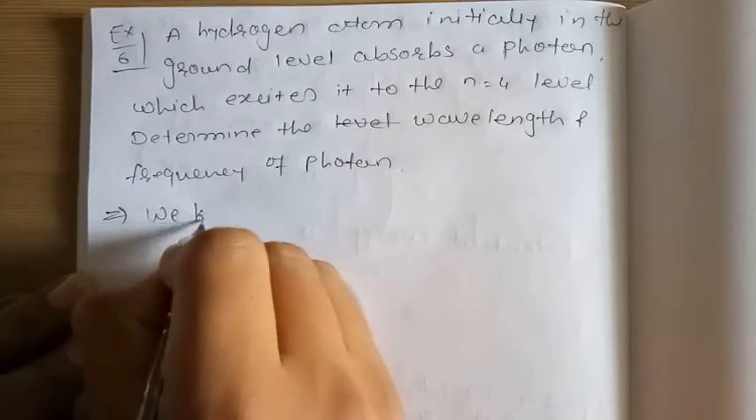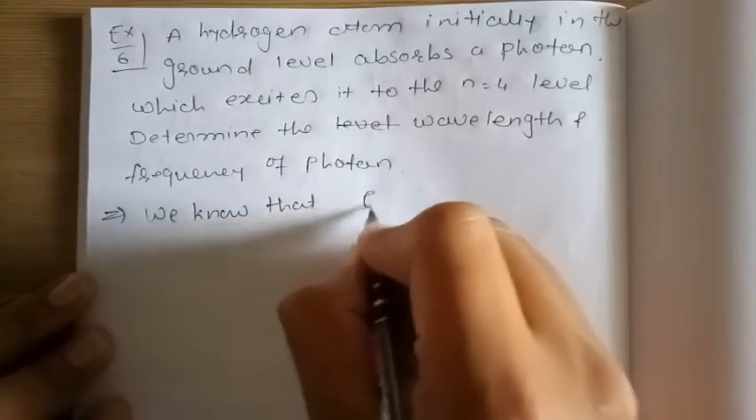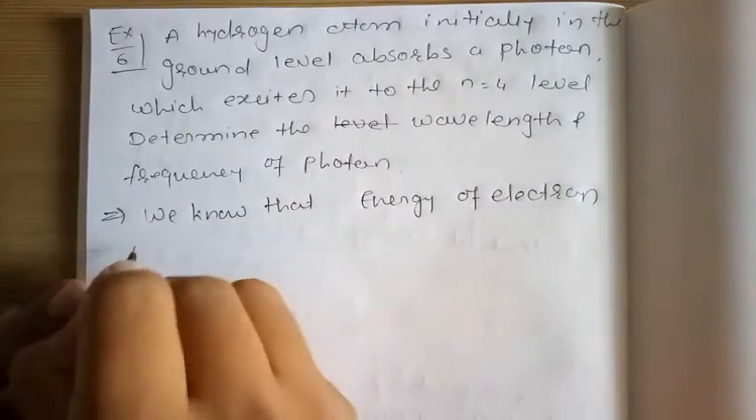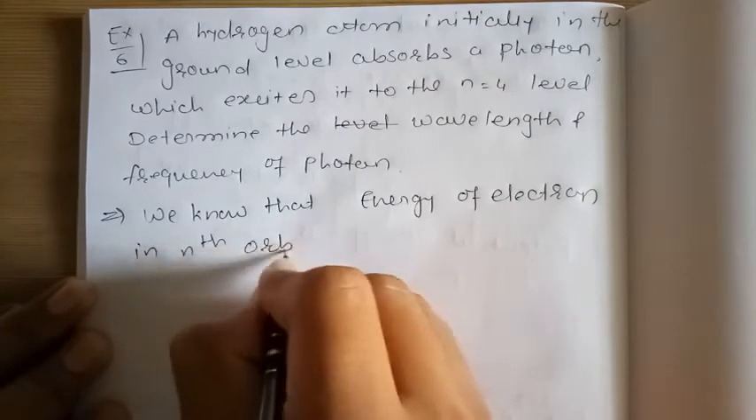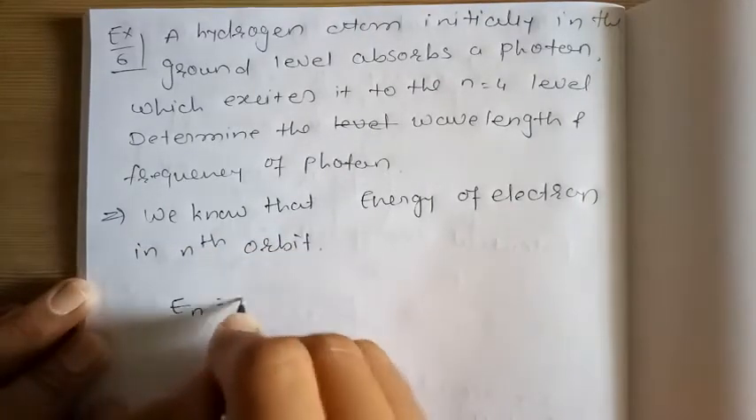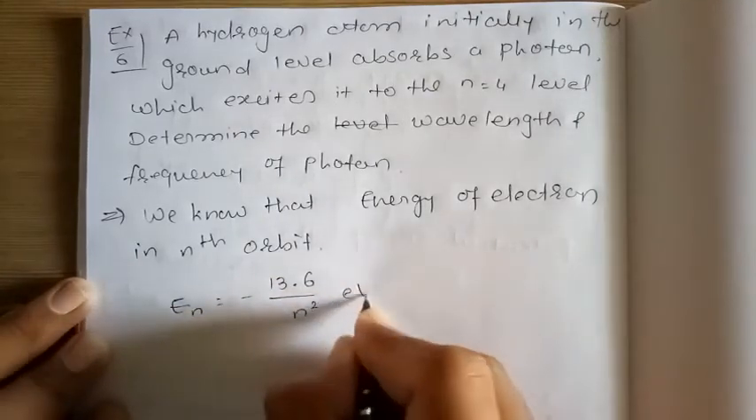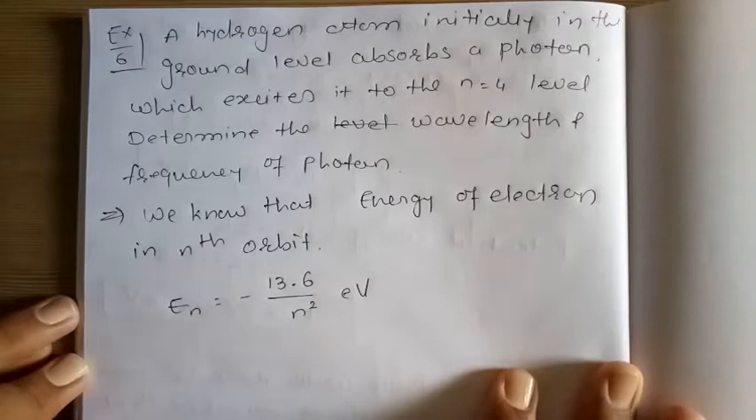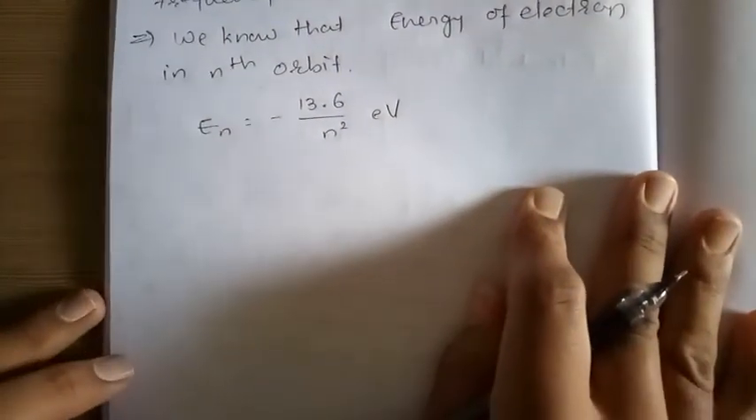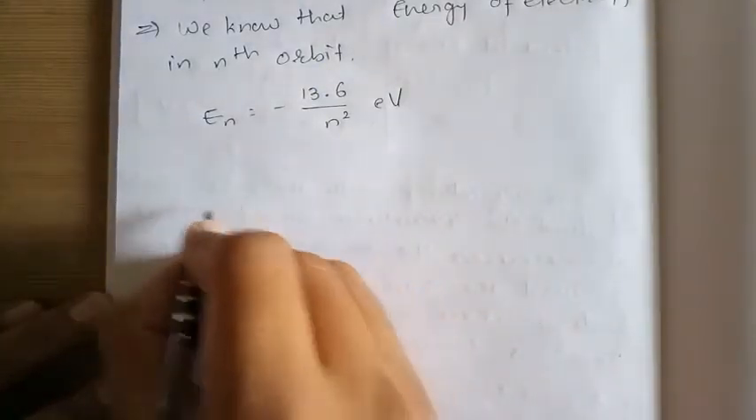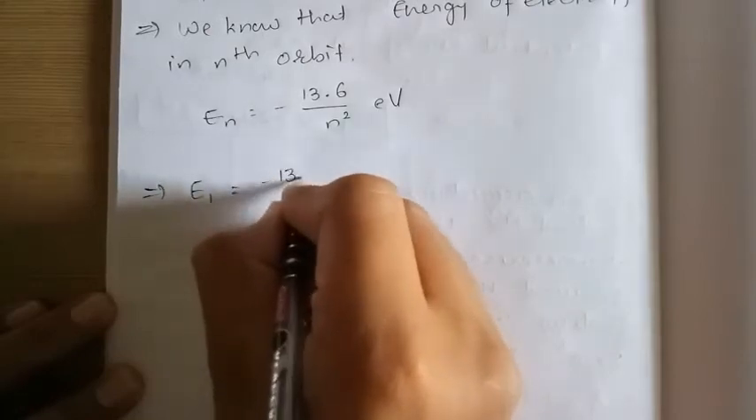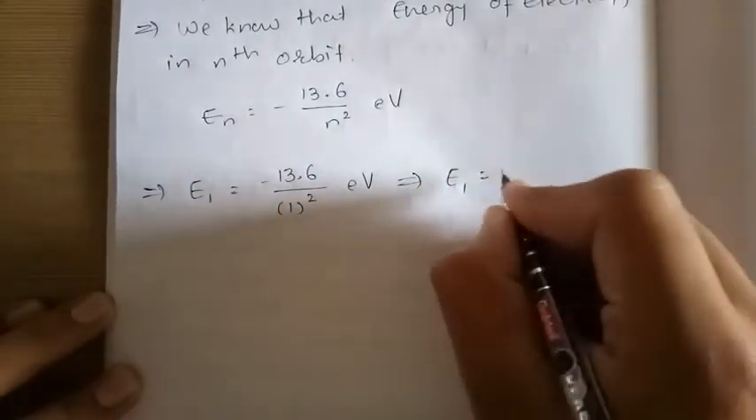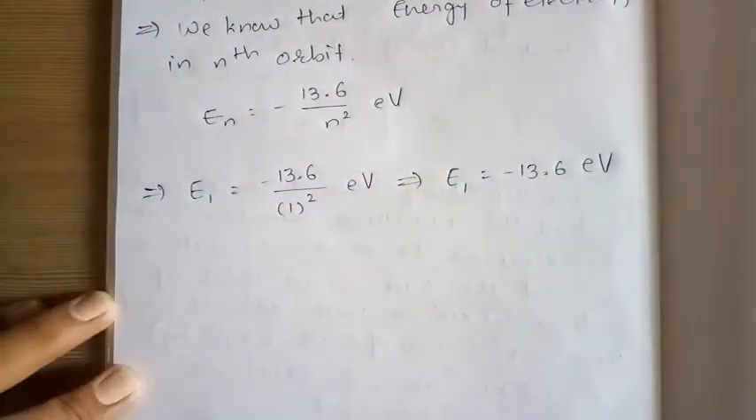So the energy of the electron in the nth orbit, En, equals minus 13.6 upon n square electron volt. The hydrogen atom is initially in the ground level, so we put n equals 1. E1 equals minus 13.6 upon 1 square eV. So in the initial condition the energy is minus 13.6 electron volt.